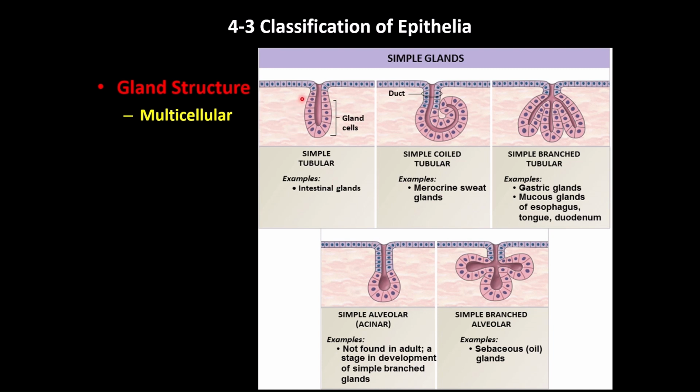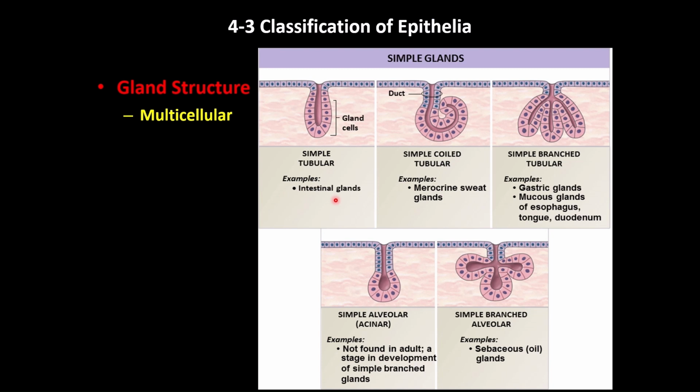Again, they divide based on how they look. If they are elongated, they are called tubular, or if they are spherical, they are called alveolar or acinar. So it's a little bit different based on shape. Also, just to make things more complicated, some of them are unbranched and some of them are branched. Like this one is not branched, it's just one of them.